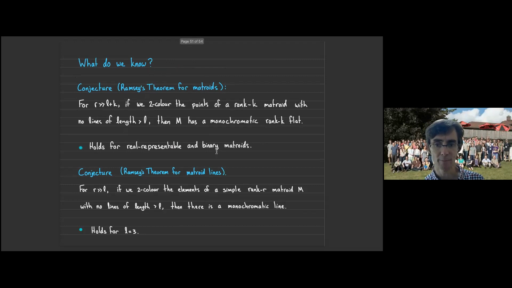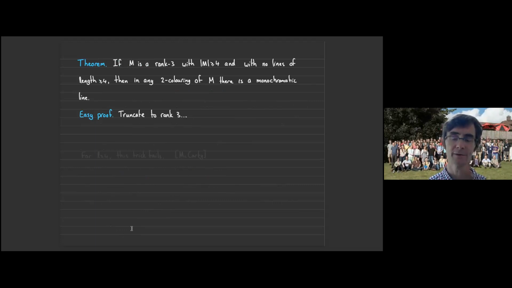We know a little bit more about the case for lines. We know that the result holds for lines in the case that the line length is 3. So if your lines have length 2 or 3, and you two color the elements of a simple rank R matroid whose lines all have length 2 or 3, and R is large enough, then you get a monochromatic line. We know that's true, and that's true for a strange reason.